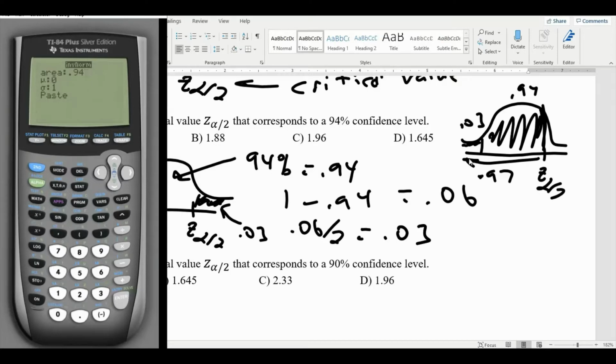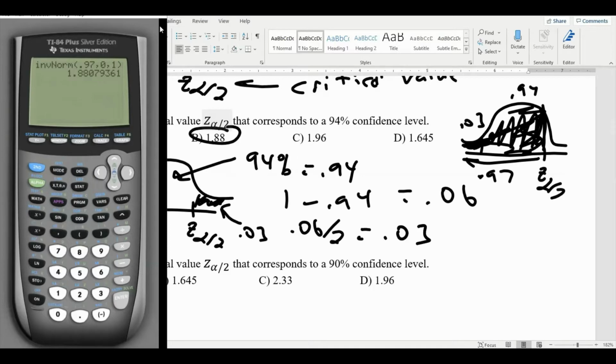This is always area to the left, so I'm going to have to type in the 0.97. If I do 0.94, I'm not going to be including this. So I need to include all the area, all the way down. 0.94 plus 0.03 is 0.97. Since this is Z, keep the mu and the sigma 0 and 1. And see what I did? I almost left this 0.94 because I was thinking about 0.94. It should be 0.97. And we get 1.88.